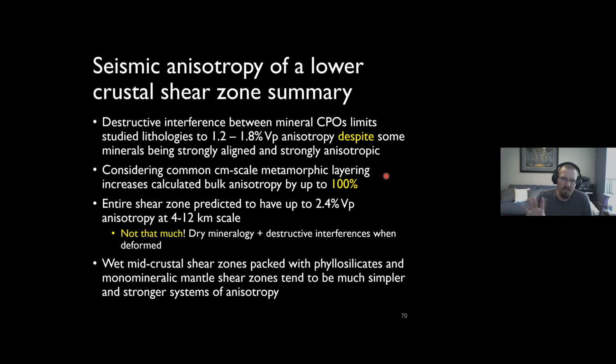And so in general, if you have a wet mid-crustal shear zone like Vera had in her 2005 paper, you end up with these minerals like phyllosilicates that are hugely anisotropic and they all align really consistently. And they will basically overcome the competing influences from the other minerals. Or if you have a bunch of olivine, it's basically just olivine, then you get much better behaved relationships between deformation conditions, slip systems, and seismic anisotropy.